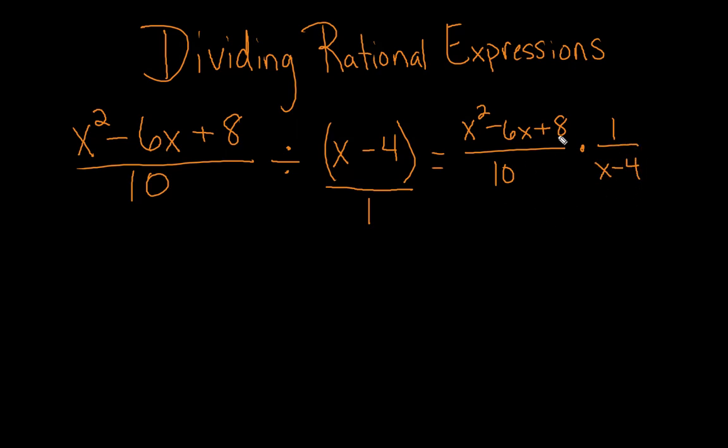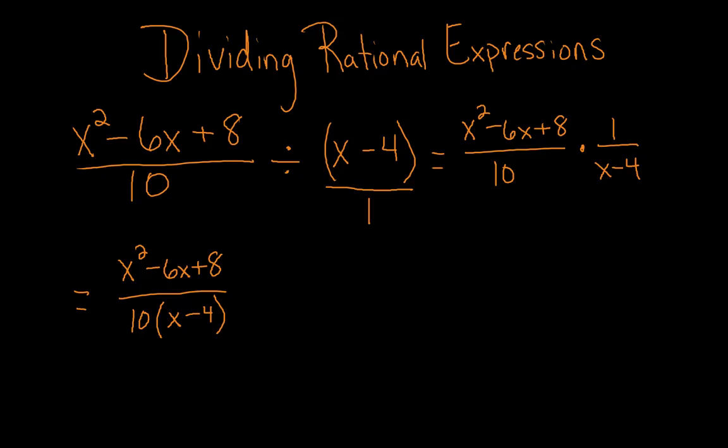From here, we're going to multiply straight across. Now that it's multiplication, numerator times numerator, denominator times denominator. So now we have x squared minus 6x plus 8, and of course times 1 is still itself. Then in our denominator we have 10 times x minus 4. Remember, don't multiply this out. A lot of people think they can just go ahead and distribute this in, but I caution you against that. Just wait.